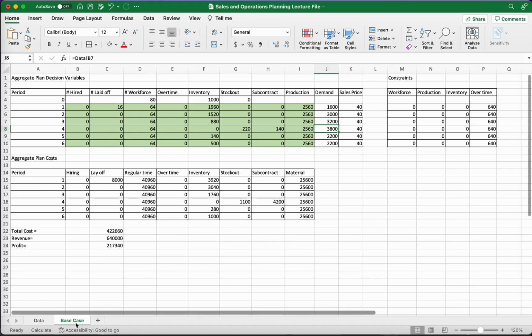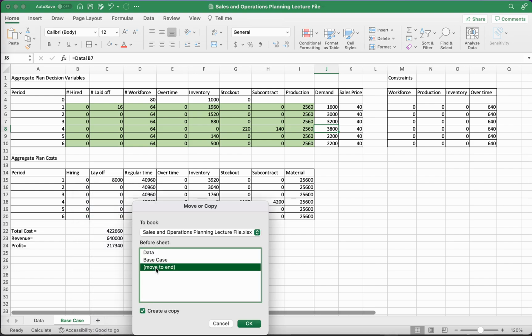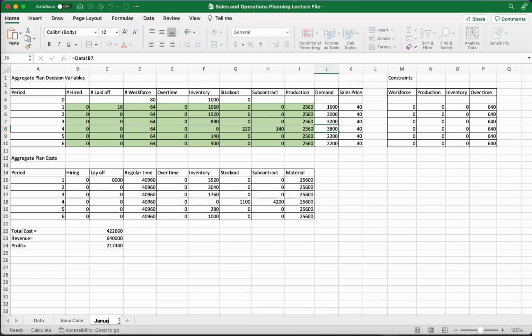So what I'm going to do is copy this, create a copy, go to the end, and call it January promotion, right? So in this case, again, there are a couple of pieces of information that we need to have. The first piece of information is called consumption, and the second one is forward buy. So we're going to look at consumption and forward buy. We'll begin with a value of consumption of 10% and forward buy being 20%.